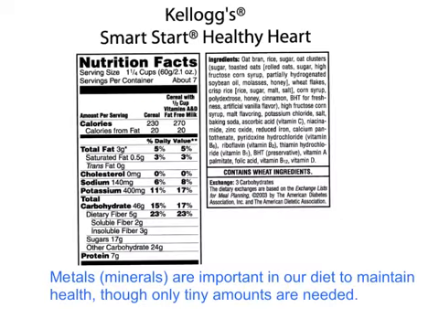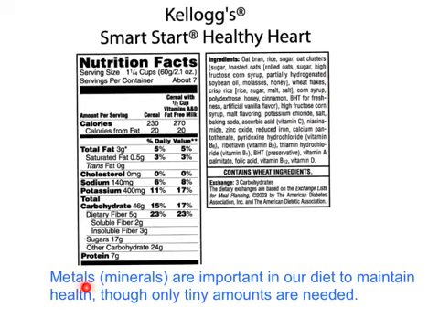We can see from this food label that sodium is mentioned as one of the ingredients along with potassium, and in this part of the chart many metals are mentioned. We have calcium, iron, zinc and so on.